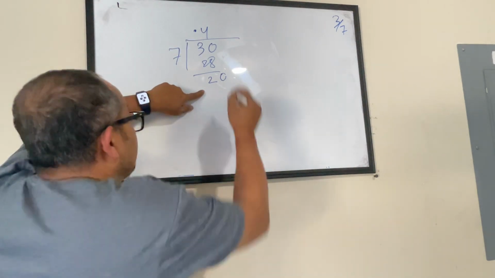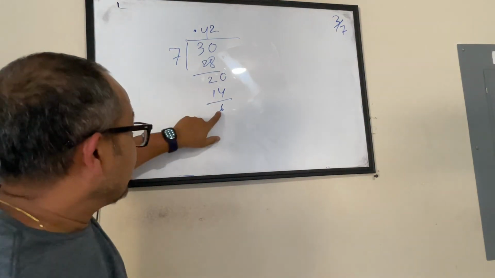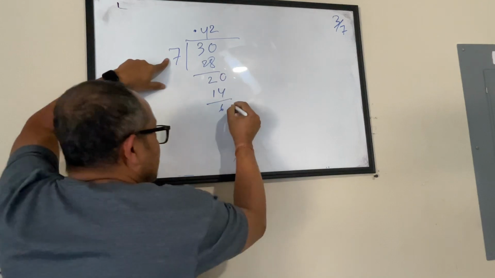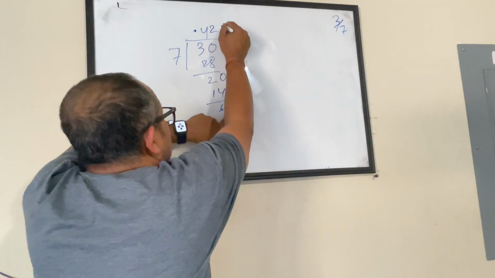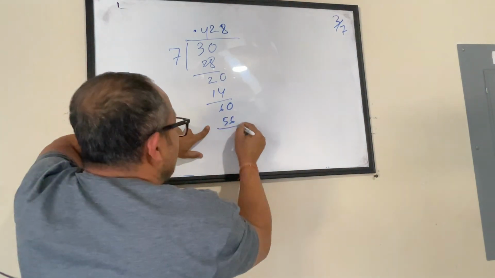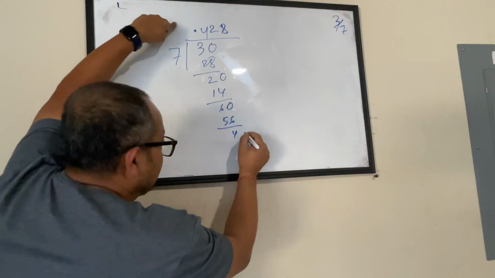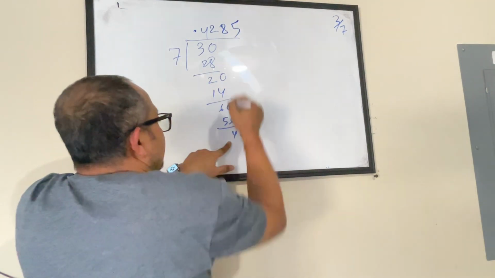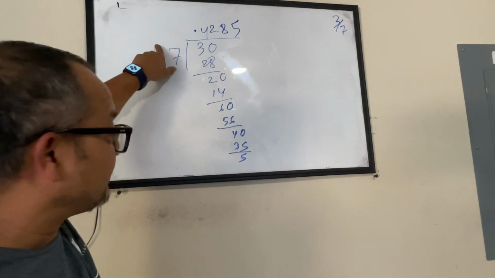7 2 is 14. What is remaining? 6. Again 6 is smaller than 7. But don't worry. I have chicken. Chicken will give me an egg. 7 8 is 56. What is remaining? 4. I don't have to worry. There is chicken. Chicken will give 1 egg. 7 5 is 35. What is remaining? 5. 5 is smaller than 7. I don't have to worry.